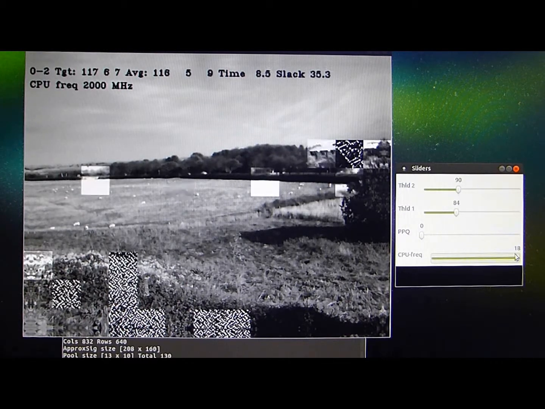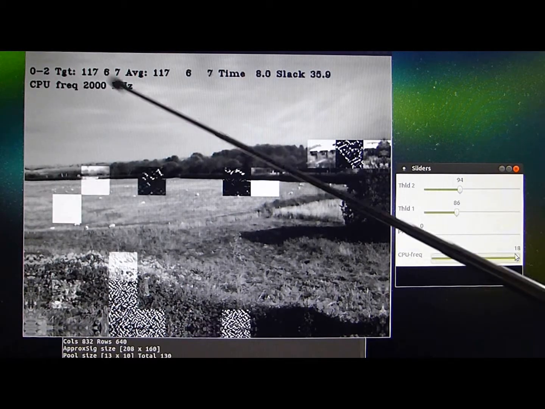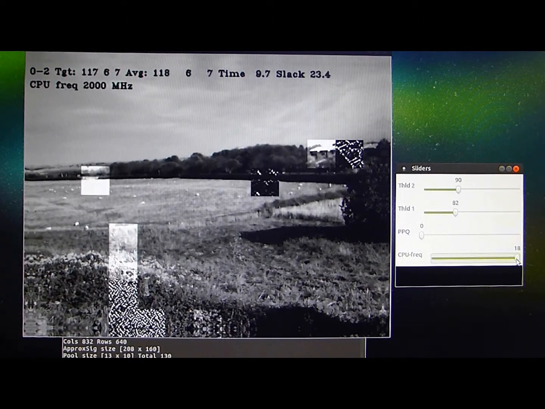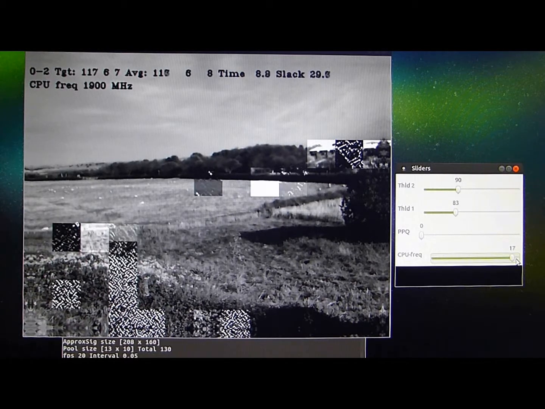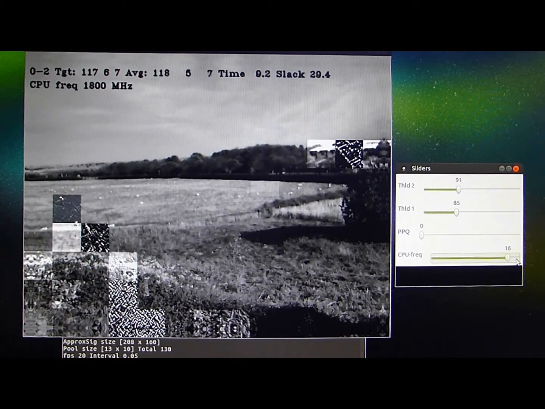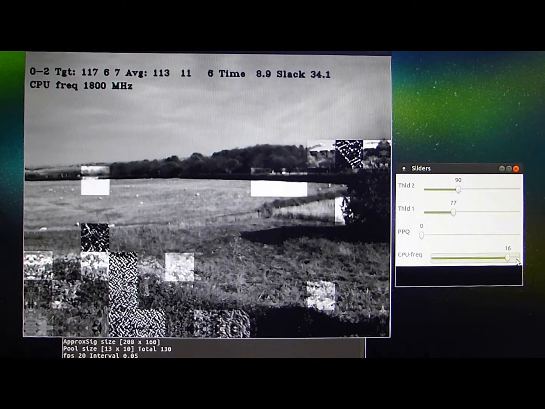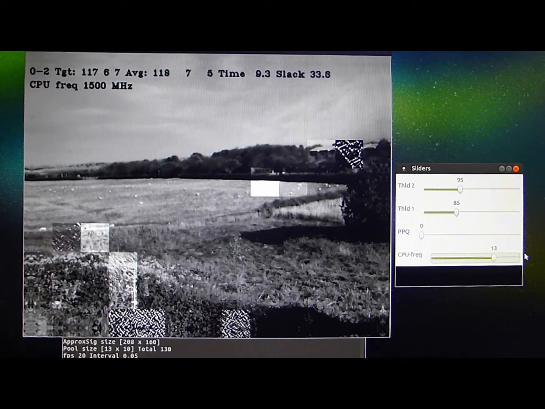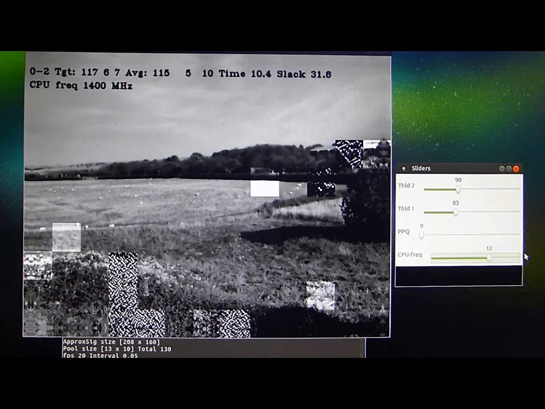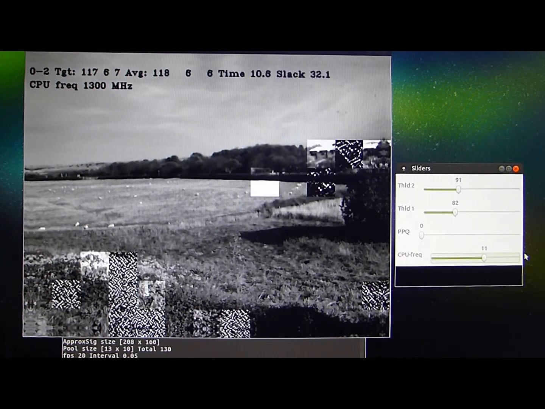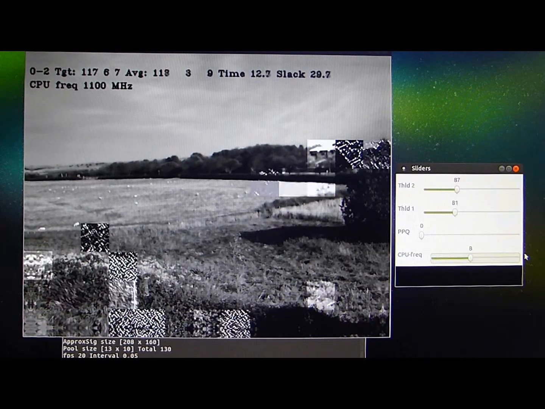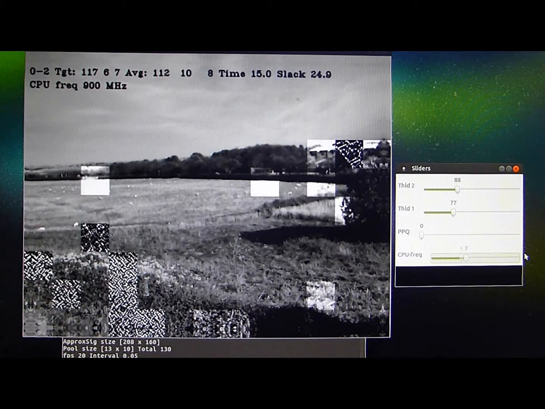So if I now start moving the CPU frequency down, we have 18 selections, and you see up here we have 2 gigahertz on the processor. As we bring this down, the main thing to notice is that eventually the slack time will start moving down towards 10. When we get to about 10, that's about the limit as far as we go, because with Linux there are other things going on in the background, and it can start dropping frames once you get around 10 milliseconds. So it's still doing quite well at the moment.